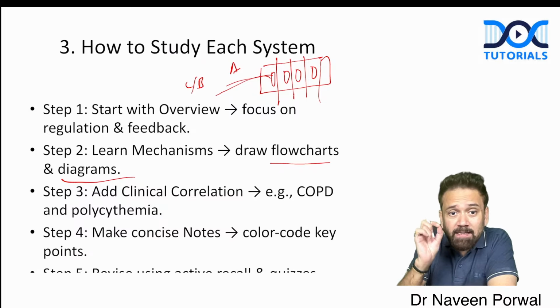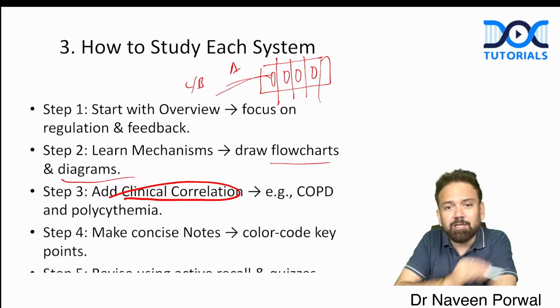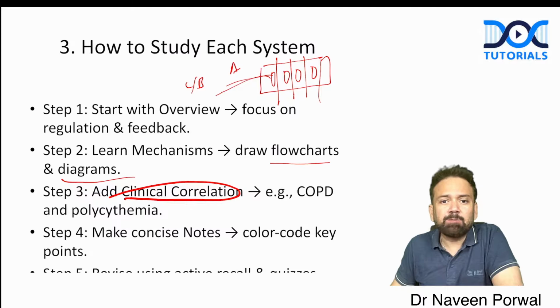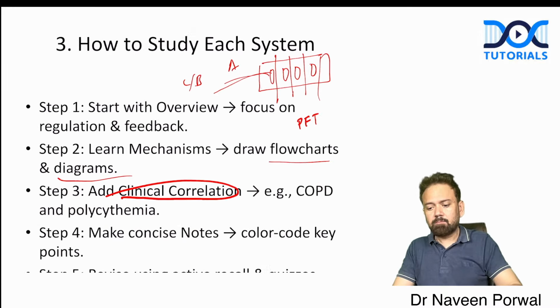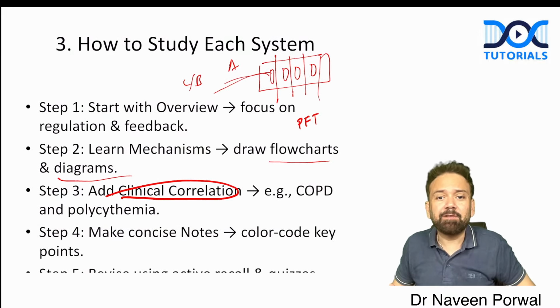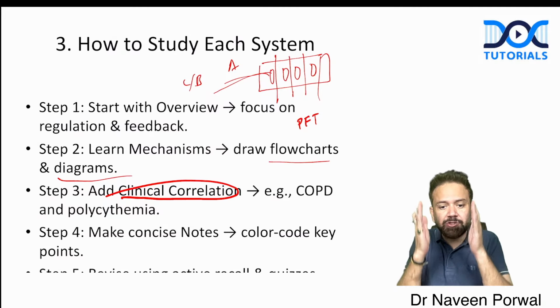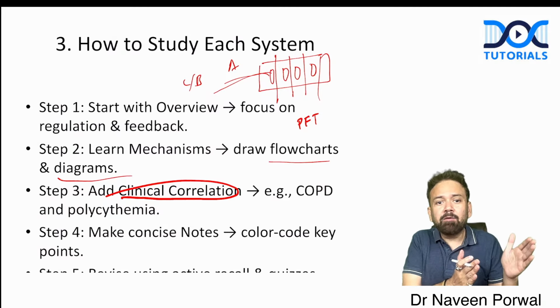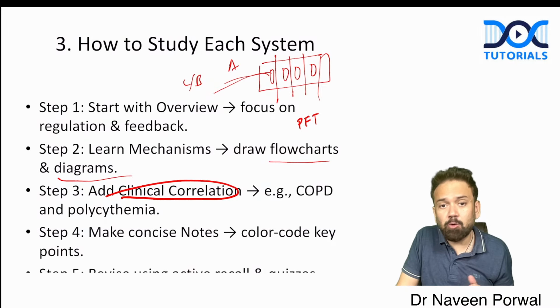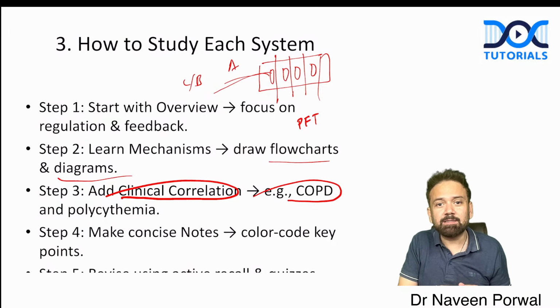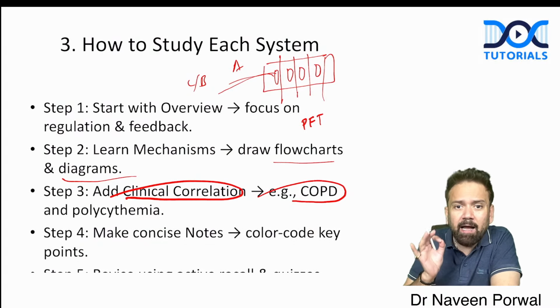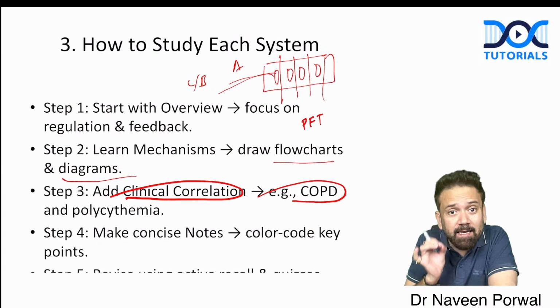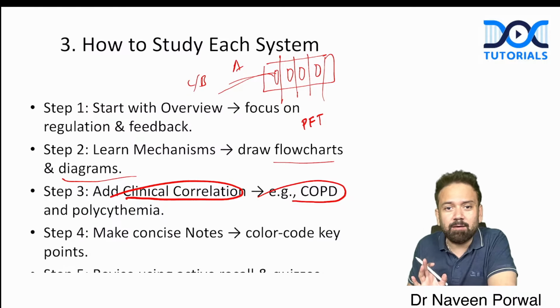Okay, and always add clinical correlation. For example, in respiratory physiology, you are studying PFT, pulmonary function test. So why are we doing PFT? So that you can differentiate COPD from RLD. What is COPD? Chronic obstructive pulmonary disease. So like that, always and always try to understand why you are studying this. What is the clinical correlation of this topic?